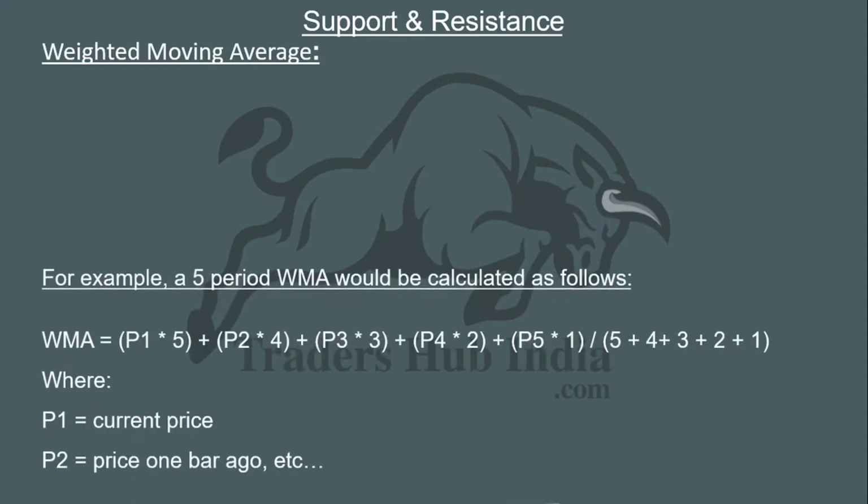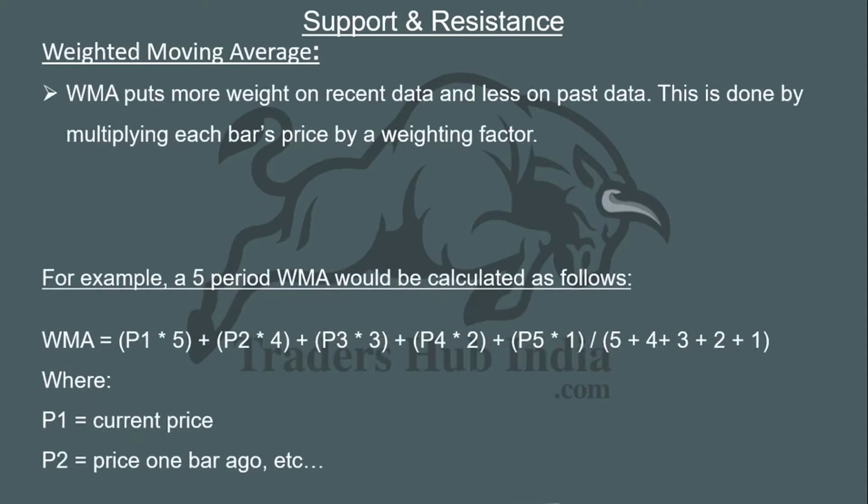Weighted moving average. Weighted moving average puts more weight on the recent data and less weight on the past data. This is done by multiplying each bar's price by a weighting factor. Again, we need not memorize the formulas since we already have the indicator itself, but this is the formula. Price 1 is multiplied by the time period we are using, and the weight decreases with each earlier price, divided by the sum of the weights.